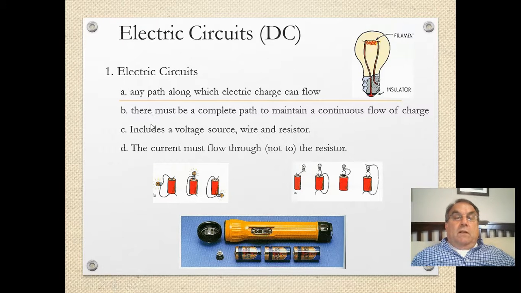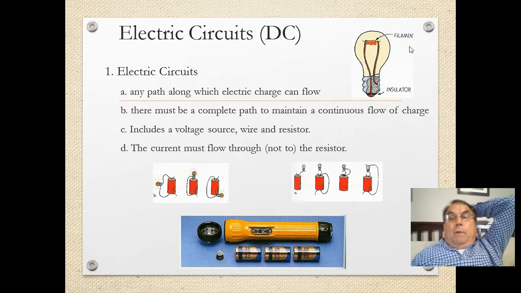The three parts of the circuit are: you need a voltage source, which, remember, provides the push for the current. It's electrical pressure. You need a wire for the current to flow through, and then you need a resistor for the current to flow through. So it has to flow from one end of the voltage source through the wire to the resistor and then back to the voltage source. And remember, there has to be a potential difference across the voltage source in order for there to be a current.